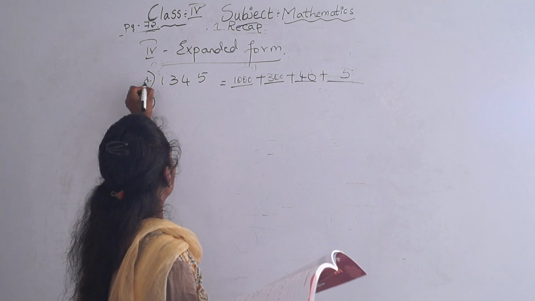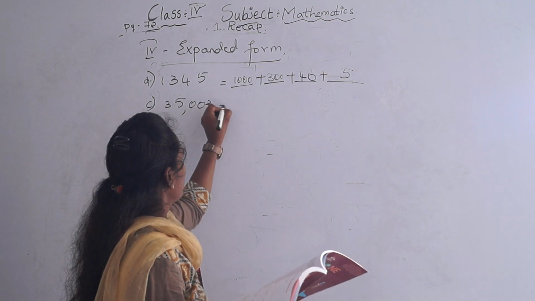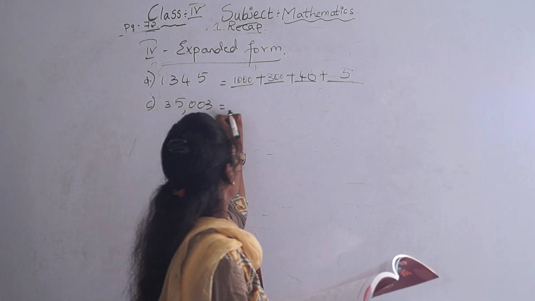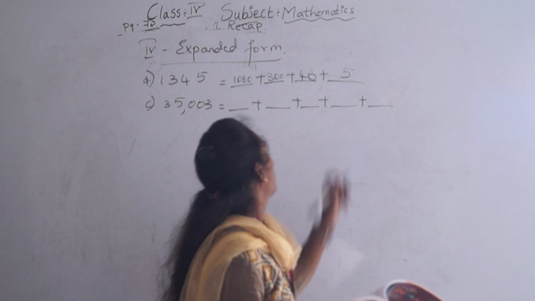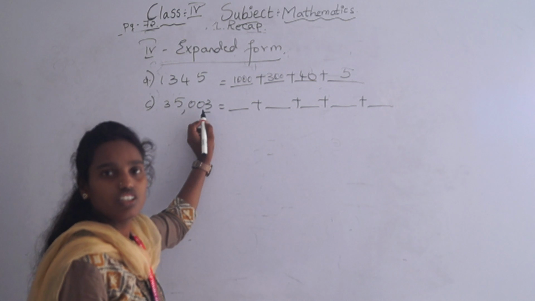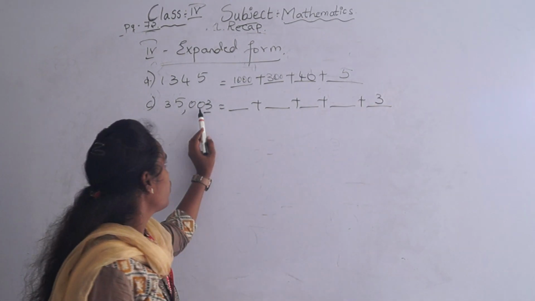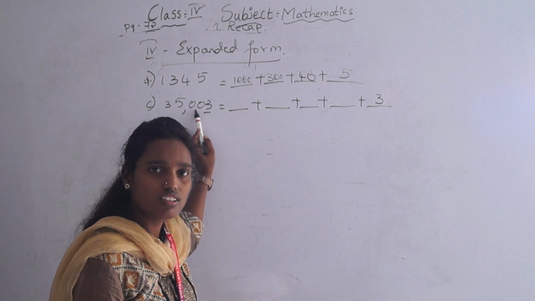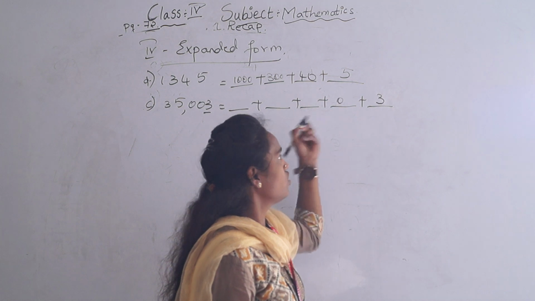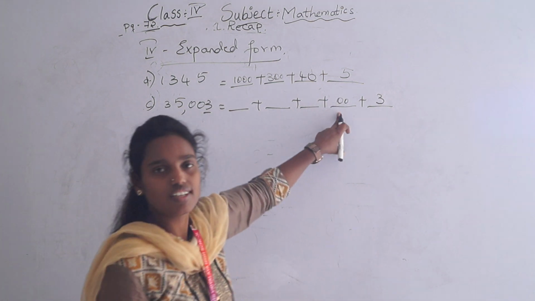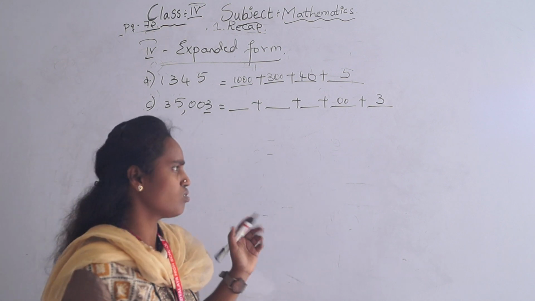C bit: 35,003. Okay, how will we write? Let's see. What is there in the ones place? 3. Very good. We should write 3 here. Now tell me what is there in the tens place? Can I hear? Yeah, 0. So we should write 0. Because it is tens, we can write 2 digits, or we can write 0. 10 is also enough.